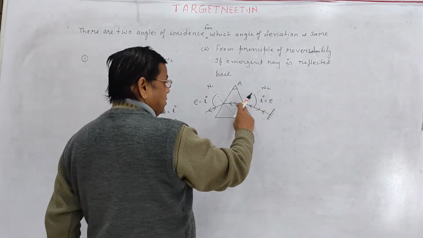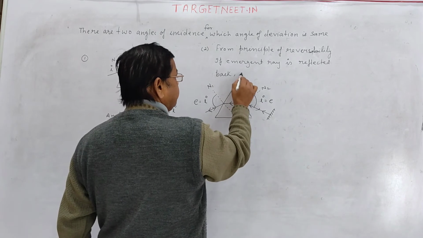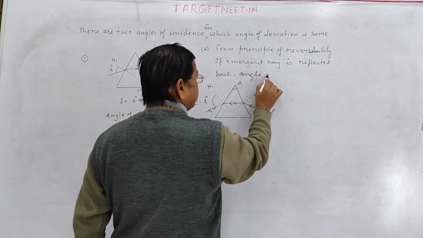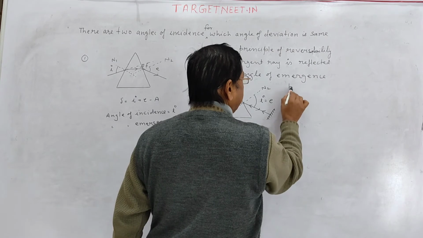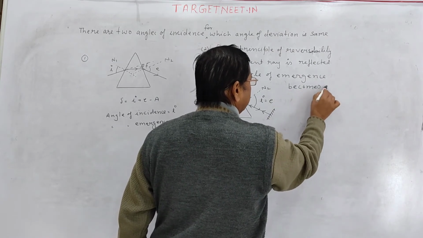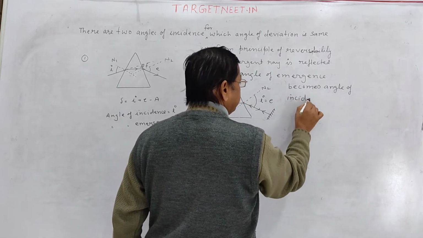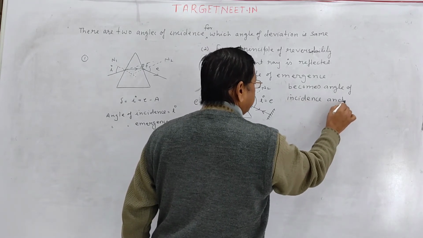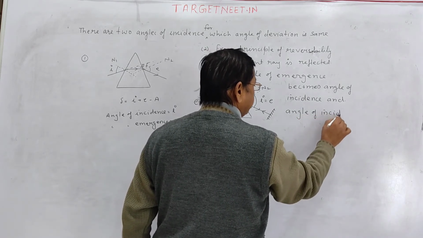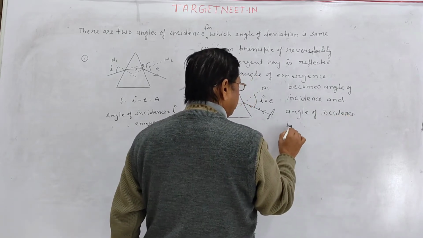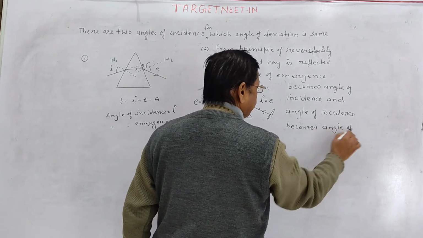So when this ray is reflected back, angle of emergence becomes angle of incidence, and angle of incidence becomes angle of emergence.